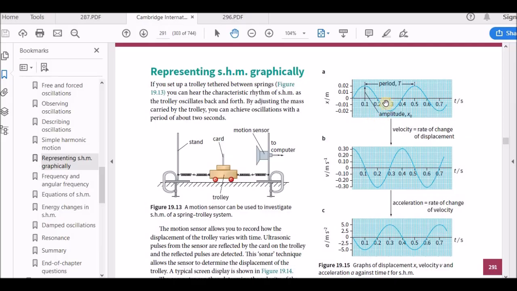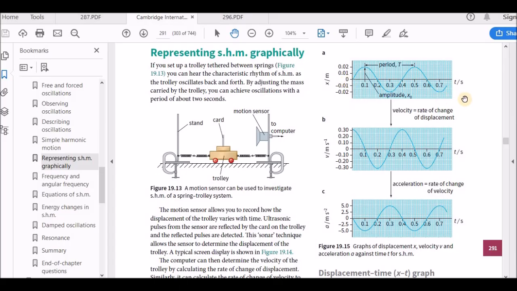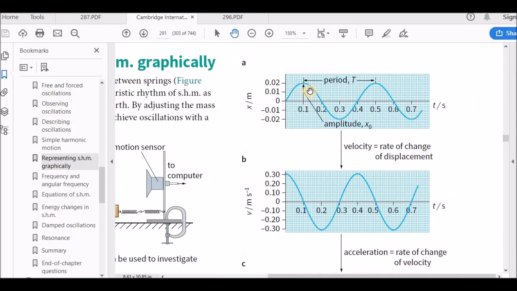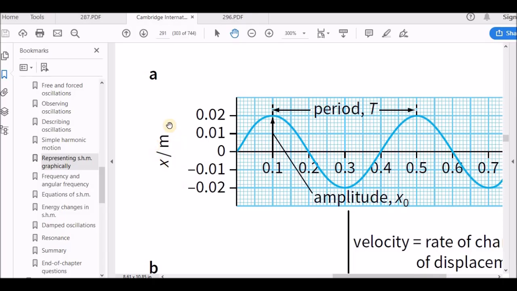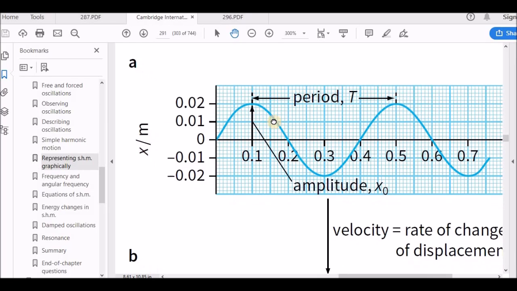We will go into more detail about these graphs because it is extremely important. If you look at the displacement time graph, from this you can find the period. If you start here, you complete one wave and then you end here. So the period is 0.4 seconds. And also you can find the amplitude. Amplitude is the maximum displacement. We can also say it is the maximum height of the crest or the trough, and it is about 0.02 meters. You can see the unit on the y-axis is meters, so 0.02 meters.